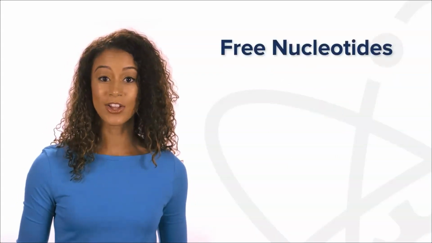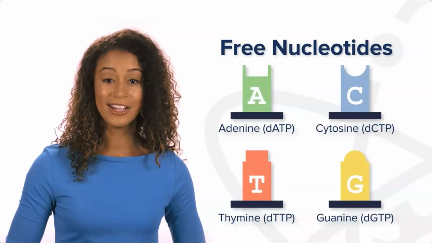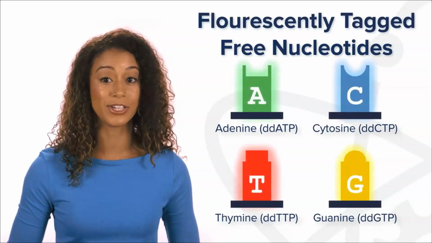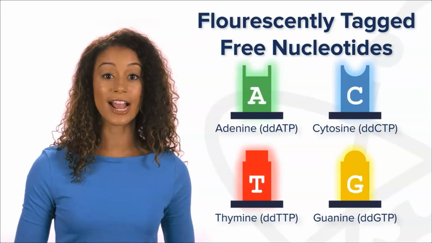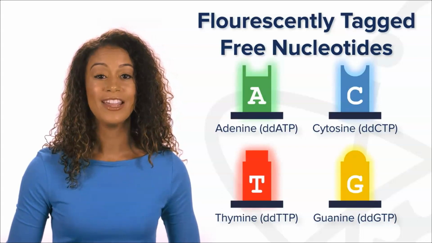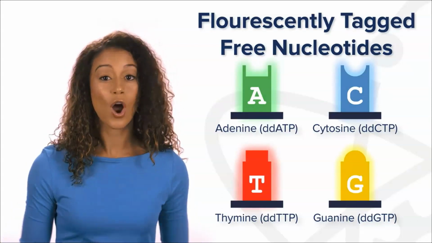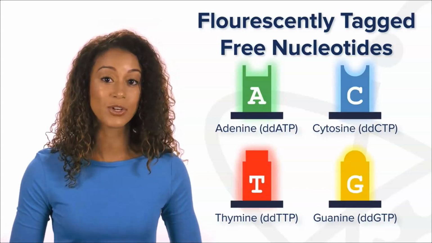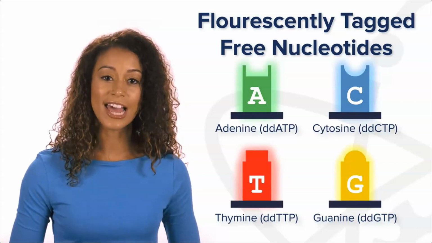free nucleotides, which are the bases adenine, thymine, cytosine, and guanine, and fluorescently tagged free nucleotides. These are A's, T's, C's, and G's that glow when run through a laser. Each one is labeled with a specific color fluorescent tag. For our reaction, the A's will be fluorescent green, the C's blue, the T's red, and the G's yellow.